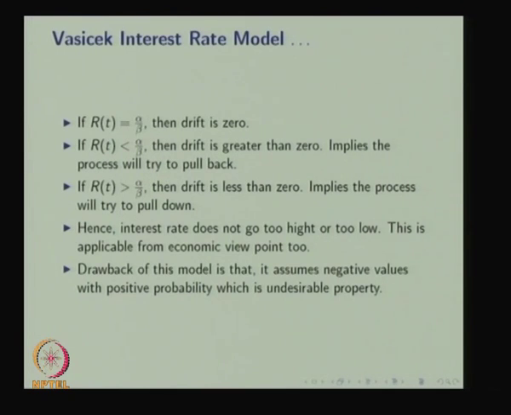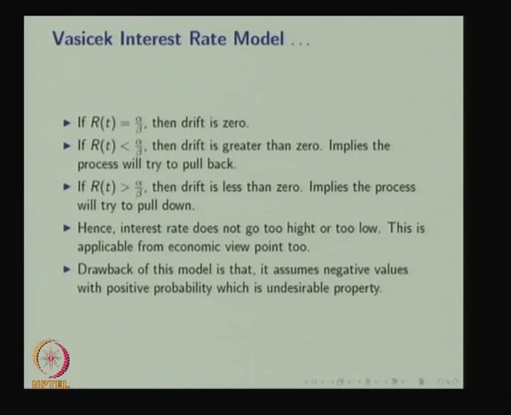If R of t is equal to alpha by beta, then the drift is 0. If R of t is less than alpha by beta, then the drift is greater than 0, which implies the process will try to pull it back up. If R of t is greater than alpha by beta, then the drift is less than 0, which implies the process will try to pull it down. So, this is the behavior based on where R of t is with respect to alpha by beta. Hence, the interest rate does not go too high or too low. So, this is applicable from an economic viewpoint also.